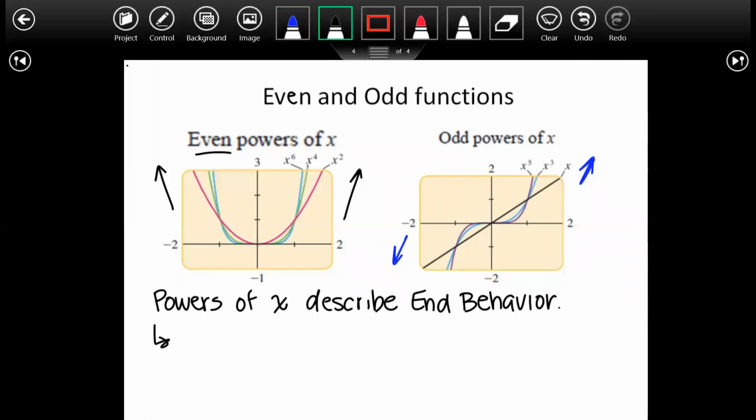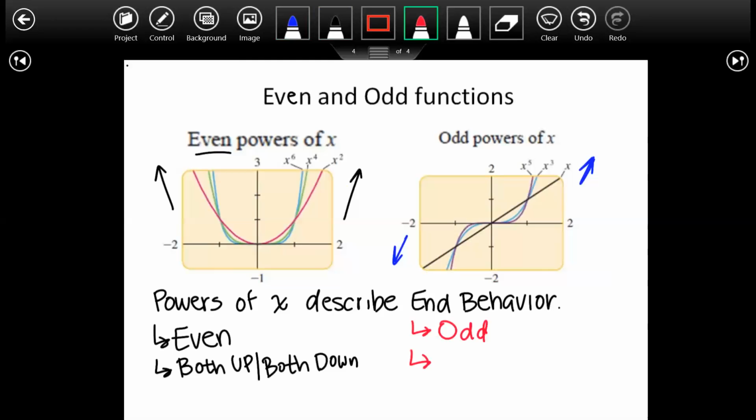If it's even, both will either be going up or both going down, depending on the negative or positive. If it's an odd type of behavior, meaning x to the third, x to the fifth, meaning it's going to be odd, one up and one down. And again, depending on the orientation of our a value. But we're going to get into that later. So I just want to explain that portion of it.